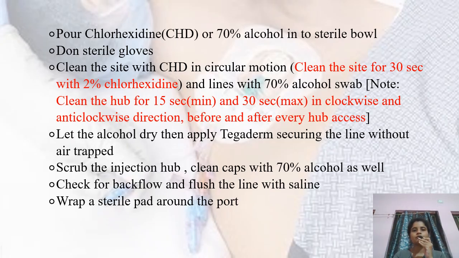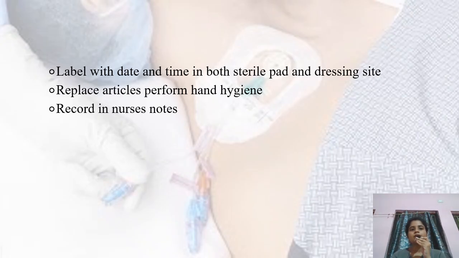So that it does not get dislodged, or while giving morning care it does not get pulled away. So you have to check all this. Then label with date and time on both the sterile pad and the dressing site. Both the dressing site as well as the sterile pad, you have to label with the date and time when the dressing was changed. Replace the articles, perform hand hygiene, and then record in the nurse's notes any abnormal findings in this central line dressing.